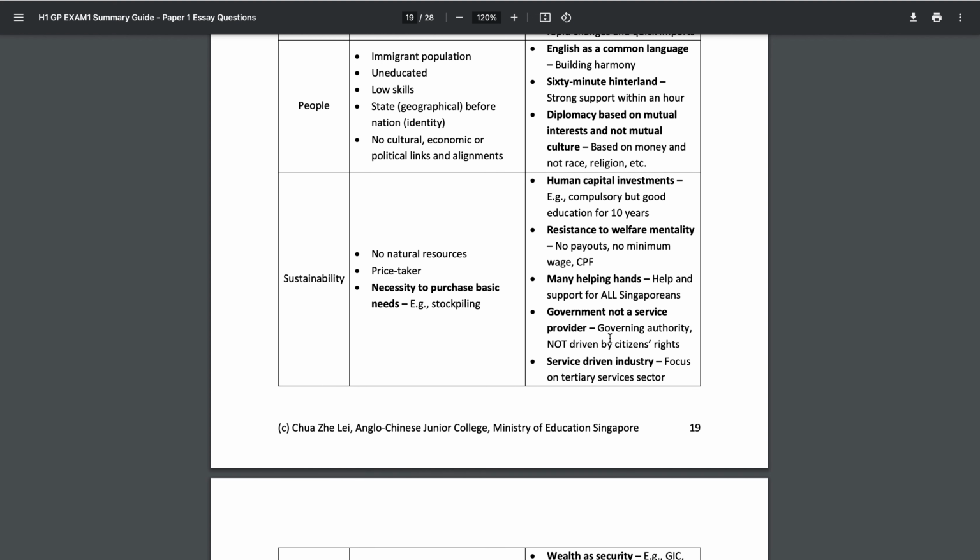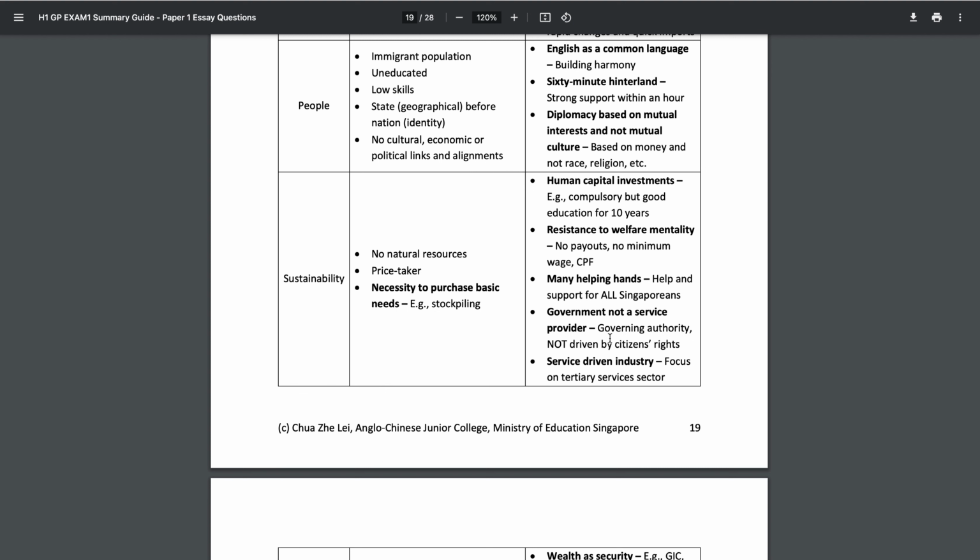Sustainability, 1965, we have no natural resources, we are a price taker, and we need to purchase everything because we cannot produce anything. Today, it is different. Today, we have human capital investment. We are investing into the one and only resource that we have. That is our people. That's why we have compulsory but absolutely brilliant education for 10 years. We have a resistance to welfare. We already have not enough. If we're going to give out things for free, we are going to kill ourselves, right?